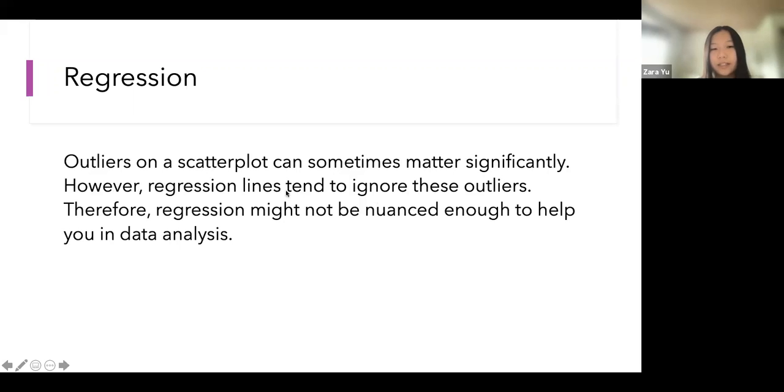So outliers on a scatter plot can sometimes matter significantly. However, regression lines tend to ignore these outliers. But sometimes these outliers are important. For example, if you're a business and you have a top seller that buys the most amount of product from you, the regression line wouldn't be affected by them. And it could matter because obviously they're buying a lot of your products, so they would impact your sales. So sometimes it's just not nuanced enough to help you in your data analysis.